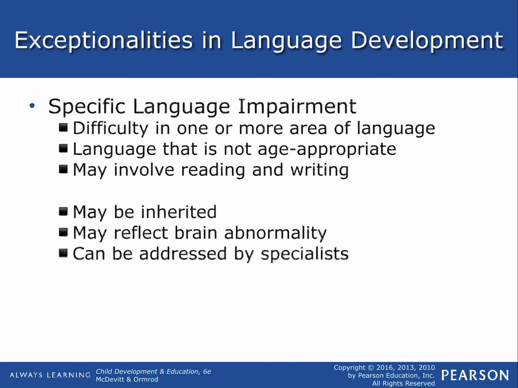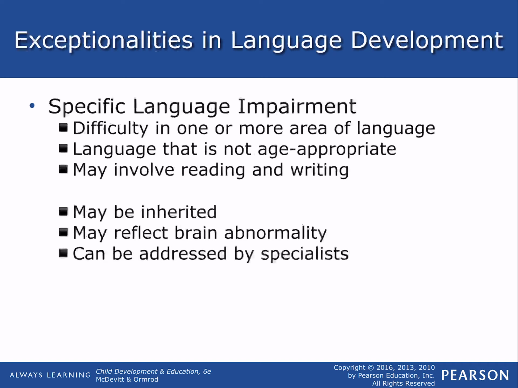All right, exceptionalities in language development, specific language impairments: difficulty in one or more areas of language, language that's not age appropriate, so it's not developing in sophistication. It could be caused from reading and writing. It could be inherited. There could be issues with the brain or the way the brain processes language. I talked about aphasia and stuff like that. And you get your speech language people involved. You get your literacy people involved. And there are so many different ways.